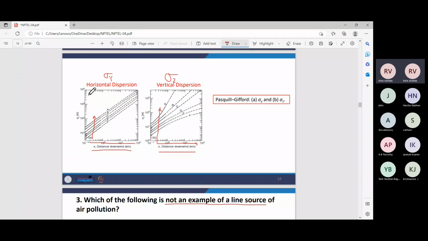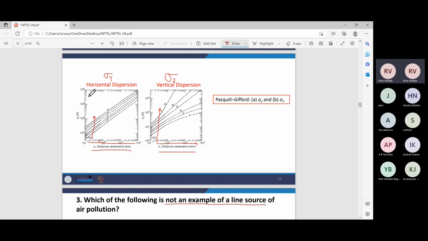Let me tell you. This is your stability class A, B, C, D, E, F. If the values of sigma y and sigma z have not been given in the question, we have to estimate them at a distance of 500 meters downwind, correct? This is your distance in kilometers. 10 raised to power 0 is 1 kilometer, so 500 meters will be somewhere here, in between 1, 2, 3, 4, 5. This point is your 500 meters.